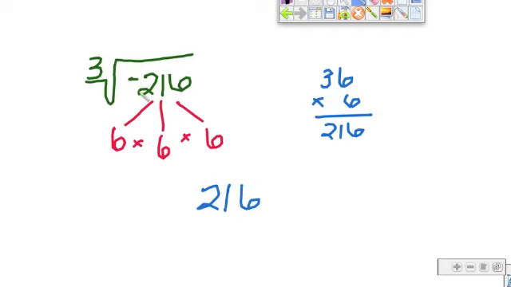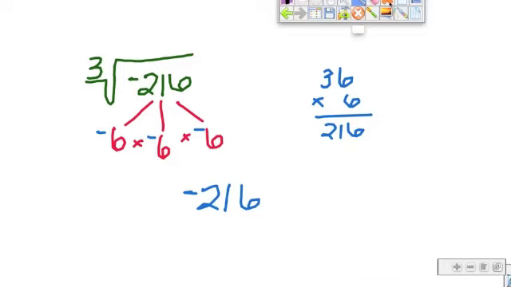So my answer is going to be 216. But I do have a negative here. Well, remember my little trick I taught you in the previous lesson, that if your power is odd, then your answer is going to be negative. A negative and a negative make a positive. A positive and a negative make a negative. So my answer here would be negative 216.